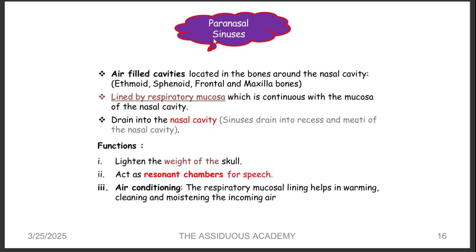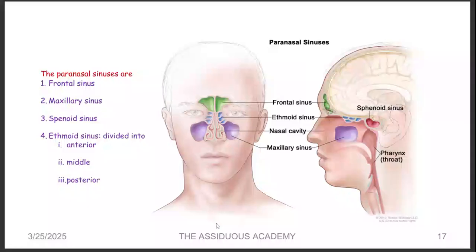The function of the paranasal sinuses is to keep the weight of the skull light, because if the skull was solid bone, it would be so heavy. They also act as a resonant chamber for speech. For you to be able to speak well, you have these spaces giving resonance. They also serve for air conditioning: the respiratory mucosa lining helps in warming, cleaning, and moistening the incoming air.